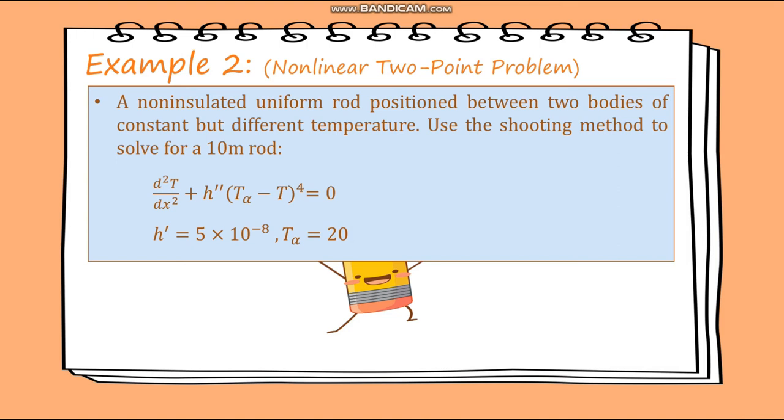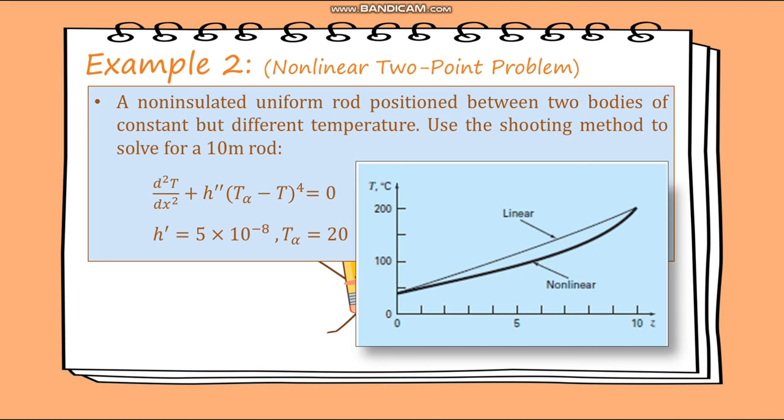Same process as example number 1, we express the second order equation as two first order ODEs. We let z be the derivative of T, and the derivative of z is equal to h'' times (T minus T alpha to the fourth power). Then we use the fourth order RK approach to solve this problem.